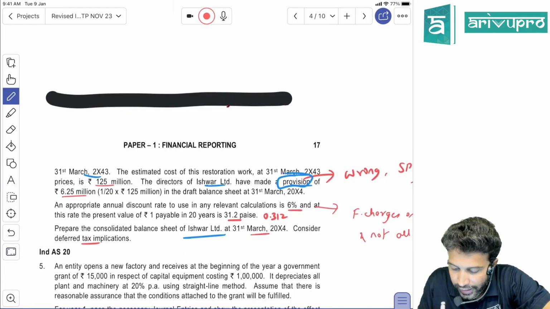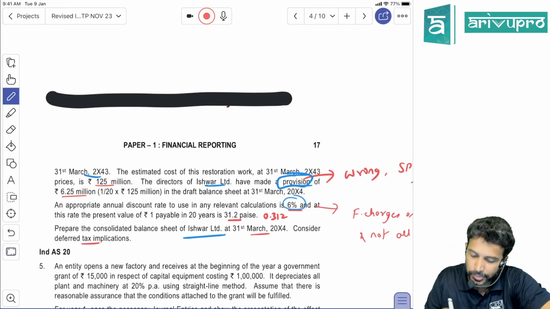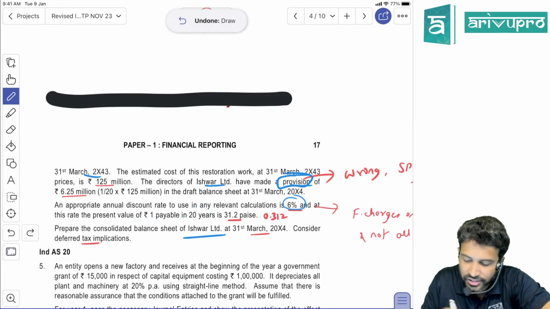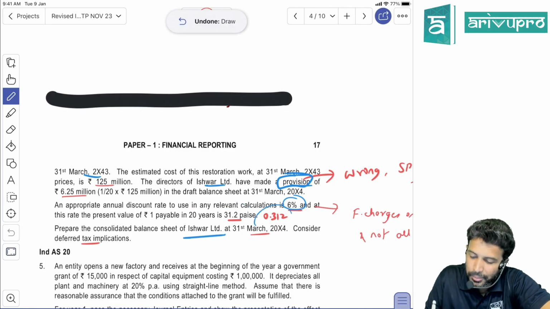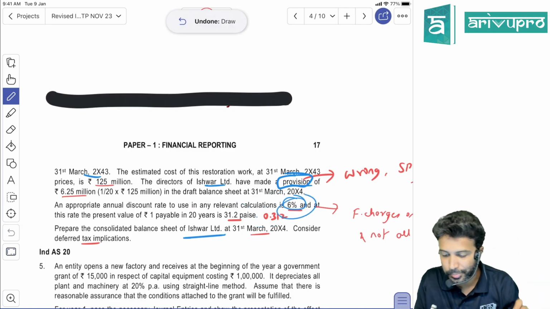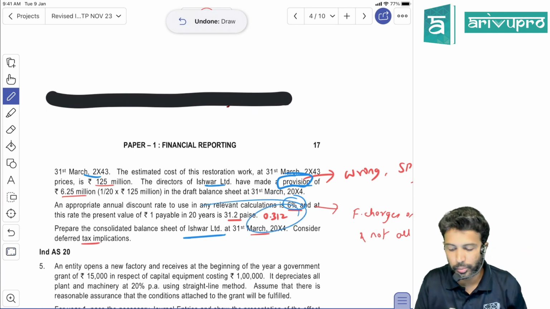Alright. The appropriate annual discount rate is 6%, so the discount factor is 6%. And the present value of 1 at 20 years is 31.2 paisa, which is nothing but 0.312. So at 6% for 20 years, the discount factor is given to be 0.312.